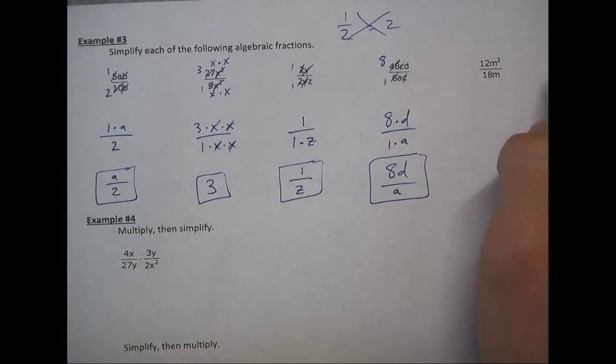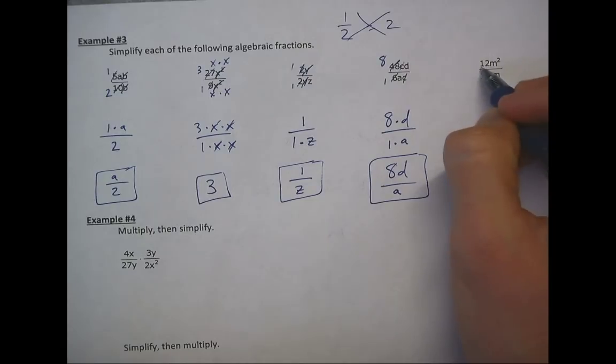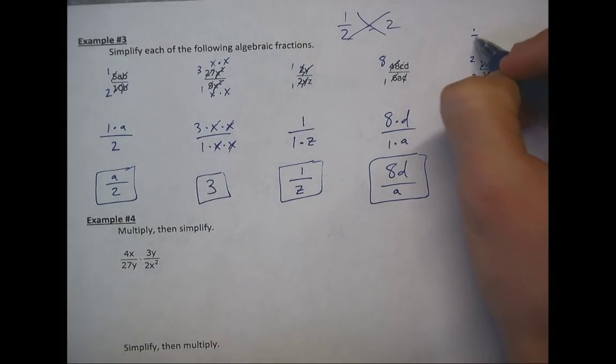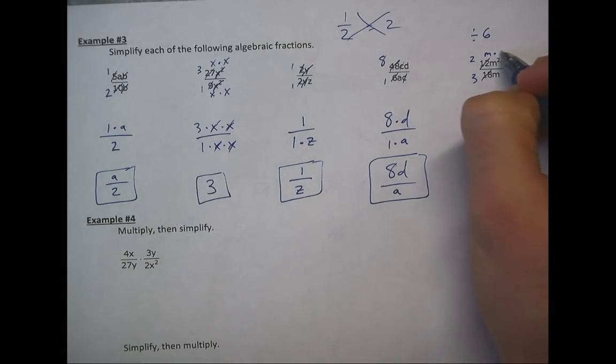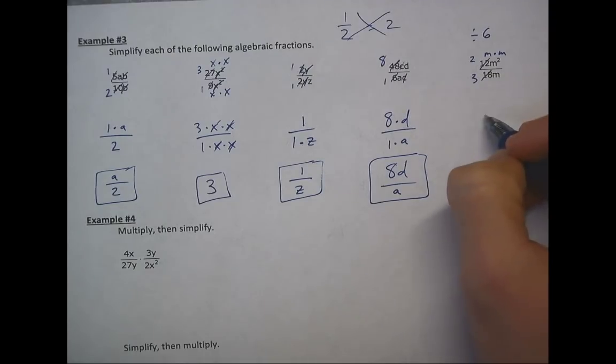Now 12 and 18, those can be simplified by 6. So I get a 2 and a 3. I divided them by 6. Now I have an m squared and an m. Those don't cancel each other out. An m squared is an m times an m. So if I wrote this out now, what do I have left?